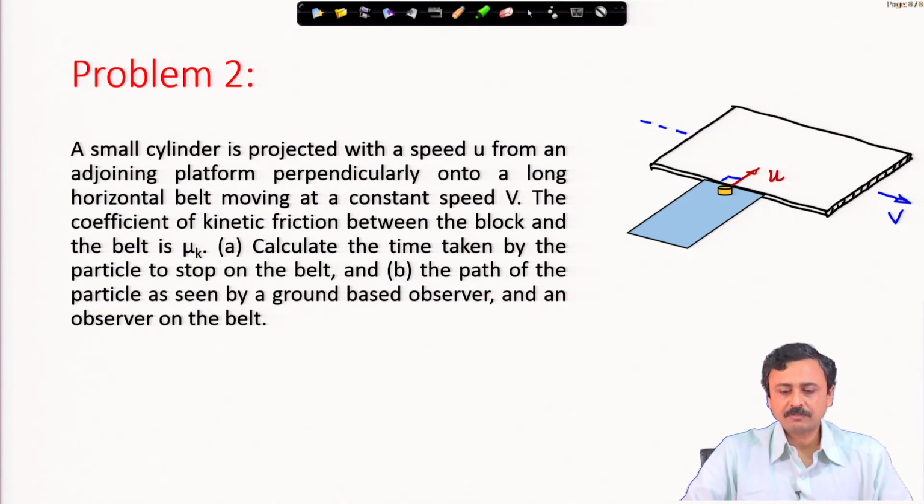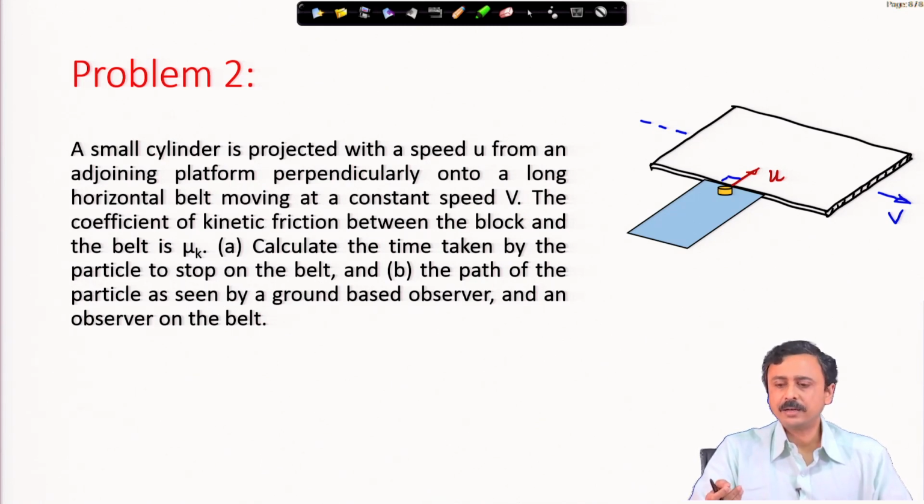The B part of the problem asks us to determine the path of the particle as seen by a ground based observer and an observer on the belt. So, part B has two parts actually. The first part is to determine the path as seen by a ground based observer, the observer who has possibly pushed the cylinder onto the belt, and the path as observed by an observer who might be moving with the belt, sitting on the belt and moving with it.